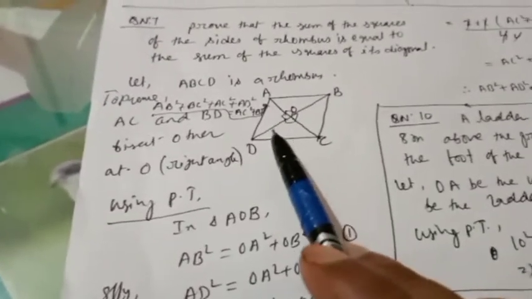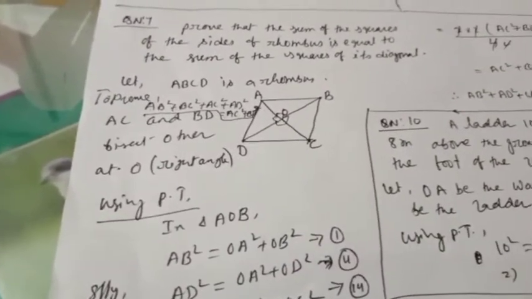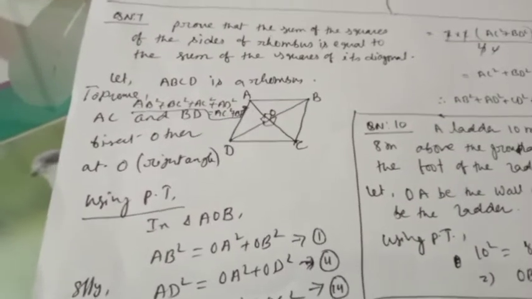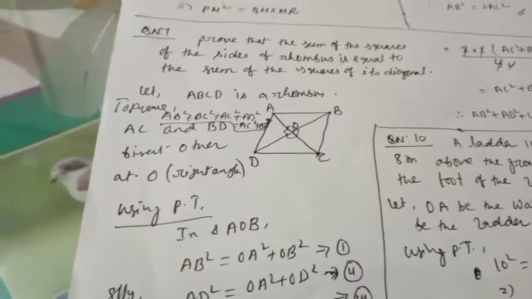What we have done, I repeat. First of all, we have to draw the diagonals, and we know that the diagonals bisect each other at right angle. Then we will get 4 triangles.